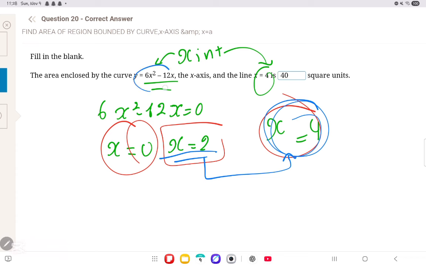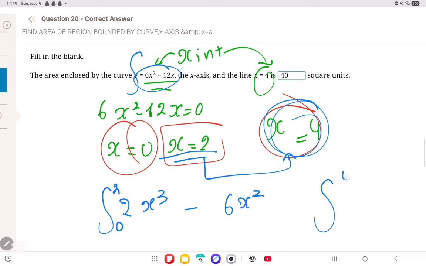Now what does this mean? This means first of all we'll have to integrate this over here. After doing the integration, we're going to get 6x^3 over 3, which is 2x^3, minus 12x^2 over 2, which is 6x^2, right? And now we have the first boundaries being 2, 0, and the second boundaries being 4, 2. Okay, and now you put them in absolute value and you add them together.